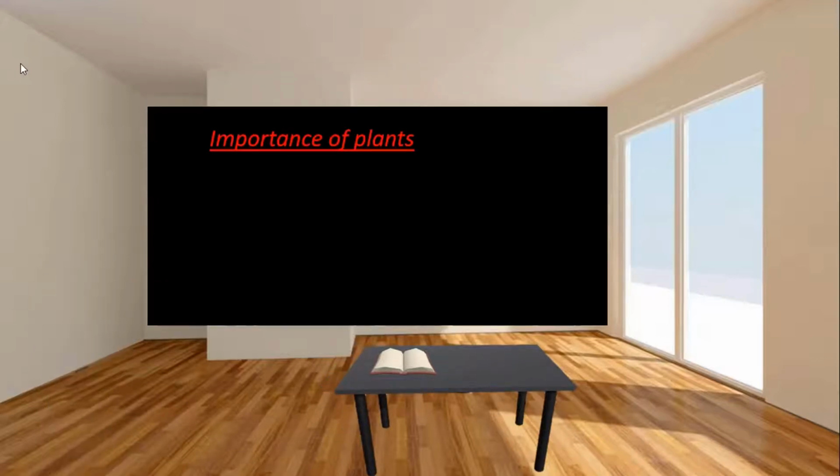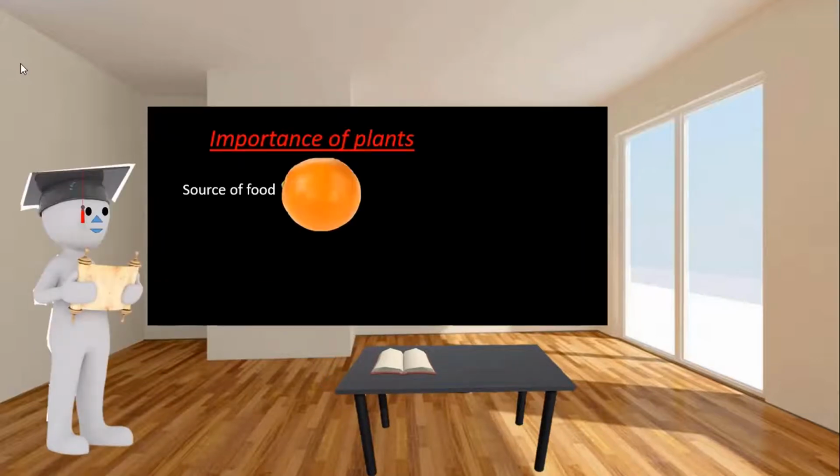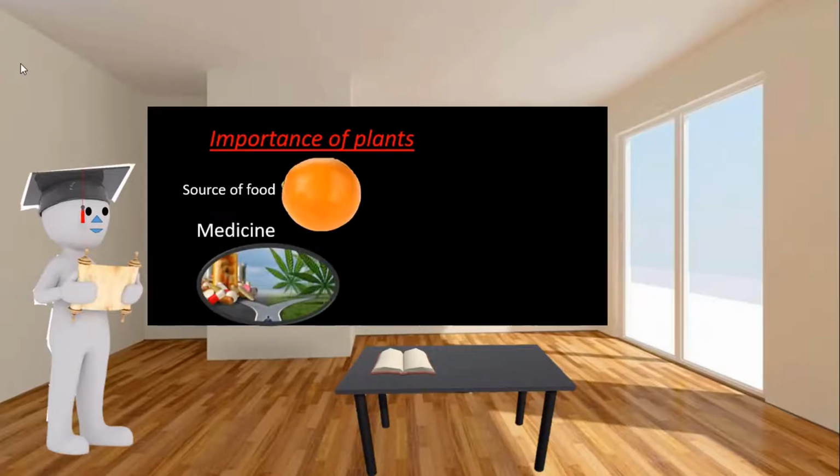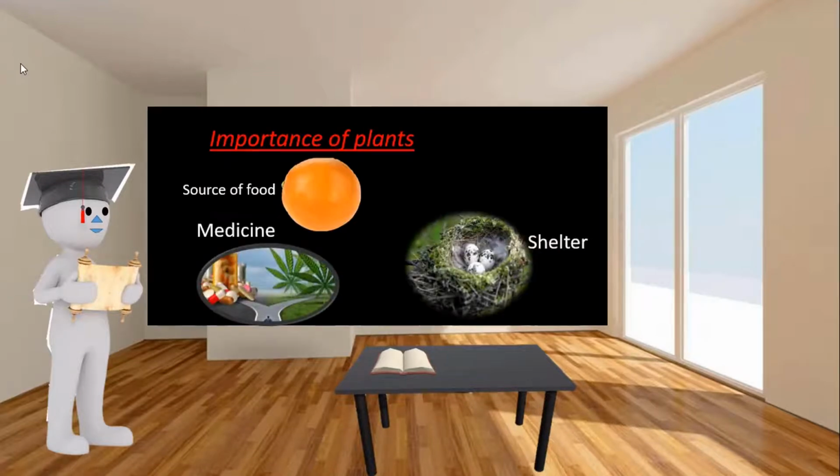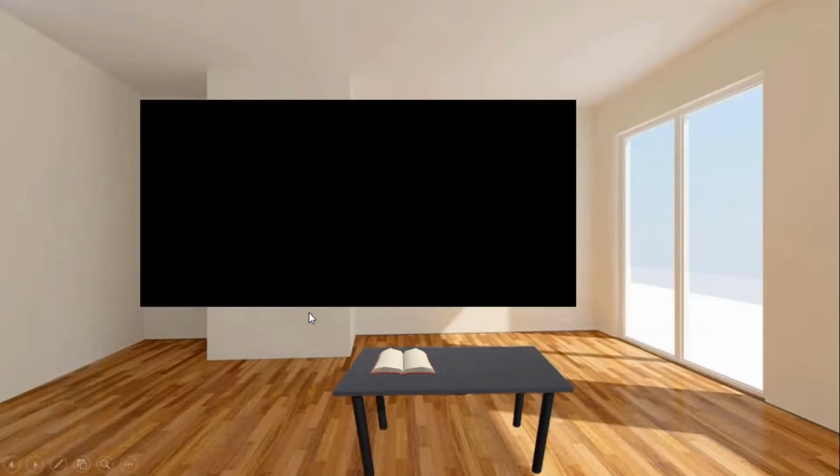Importance of plants. Source of food, medicine, shelter, oxygen. Very good. Those are some of the importances of plants. Look at this. This is an orange. We obtain oranges from plants, meaning that plants are good sources of food. These are some tablets or capsules. They are obtained from plants, and that's a clear indication that plants are a source of medicine.